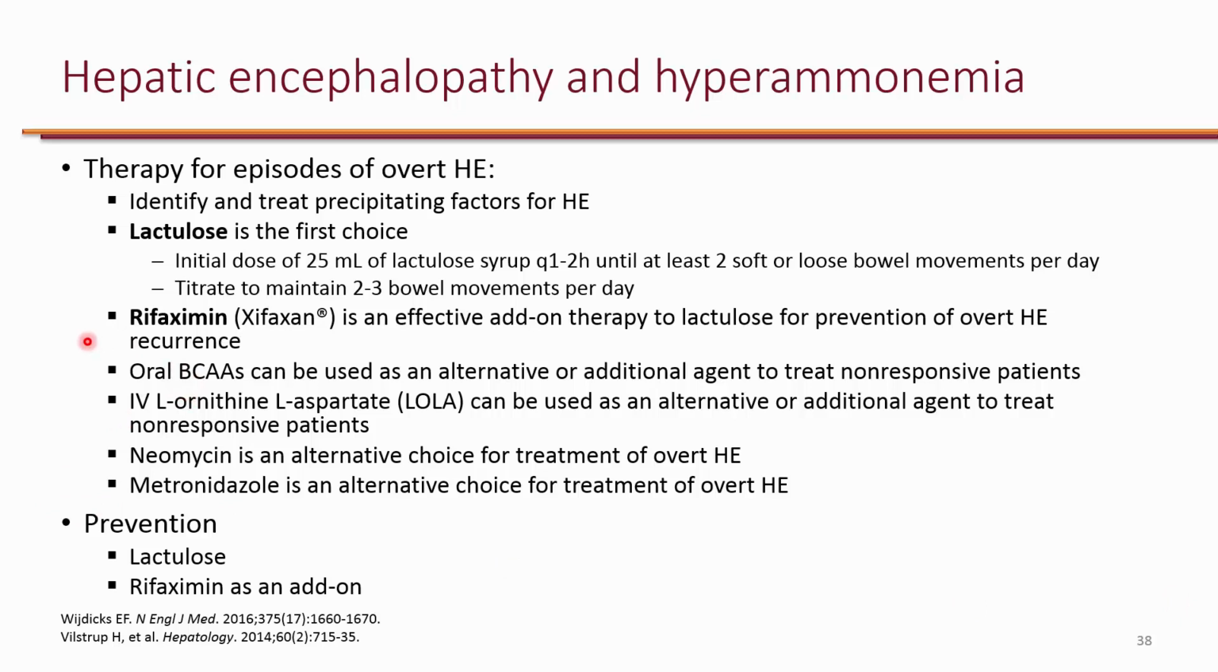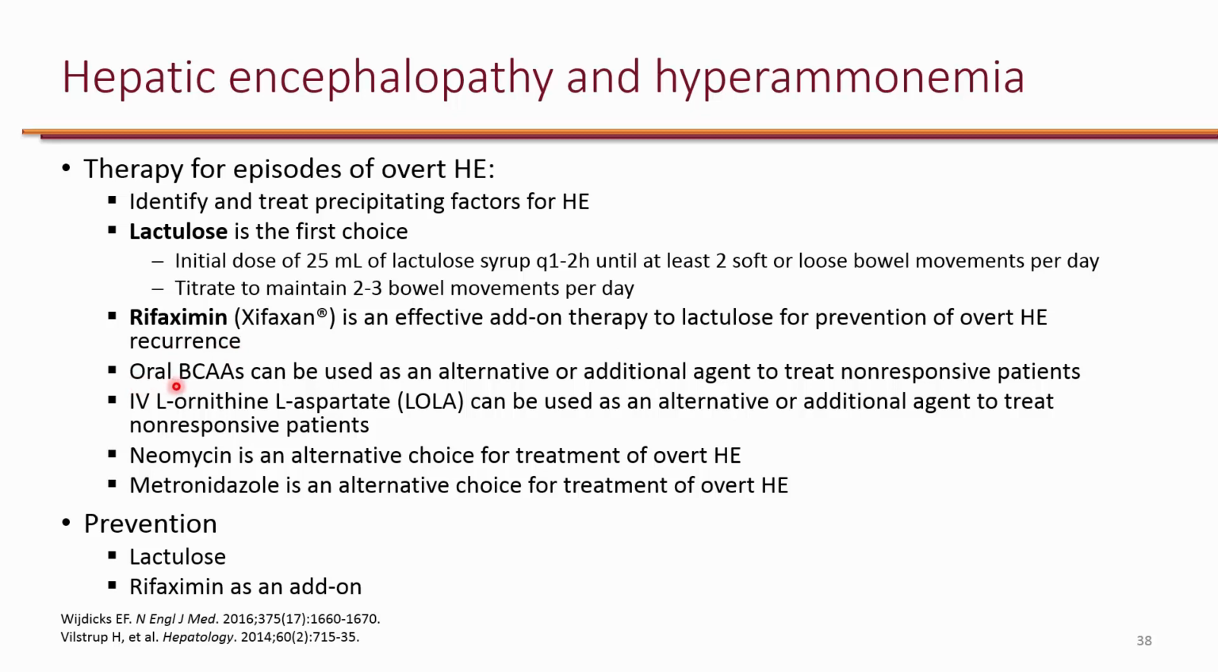Another agent that we have that we can use is rifaximin. It is an effective add-on therapy to lactulose. So we have to add it to lactulose because when they studied this, it was lactulose plus rifaximin. It wasn't rifaximin alone. So it's very effective in prevention of overt hepatic encephalopathy recurrence.